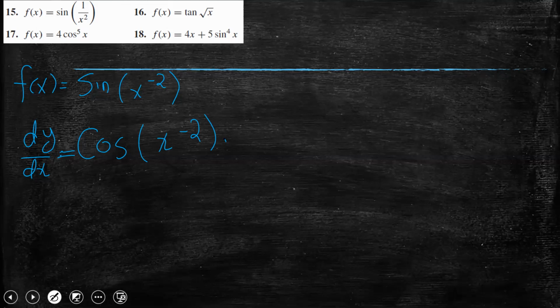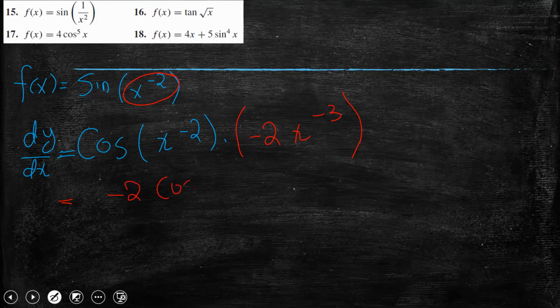This is the derivative of the outside. Then I'll multiply it by the derivative of the inside. The inside is x raised to the power negative 2. So what will the derivative of the inside be? Negative 2x raised to the power negative 3. Thank you. Let's simplify it now. It will be negative 2 cosine of 1 over x squared, over x cubed. This will be the simplified function for it. Is it clear?